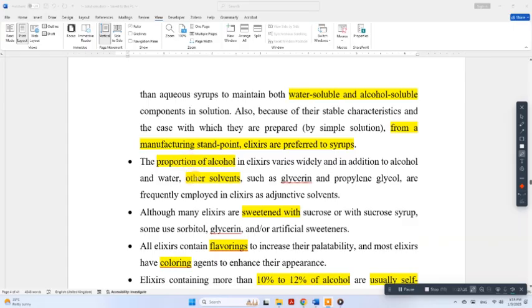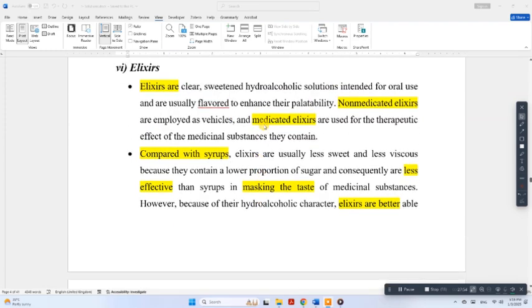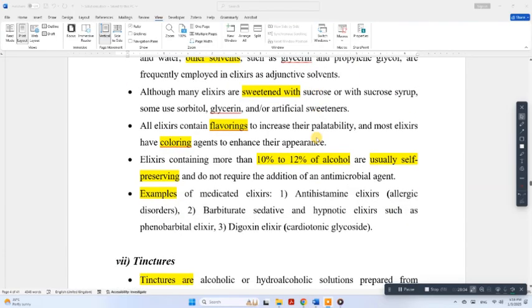Elixirs are classified into medicated and non-medicated elixirs. Medicated elixirs contain active ingredients, such as antihistamines, sedatives, or other drugs. Non-medicated elixirs are used as vehicles to prepare medicated elixirs. For example, suppose you have a drug that is not soluble in water but is soluble in alcohol. In that case, you can use a non-medicated elixir as a vehicle to dissolve the drug and prepare a medicated elixir. The alcohol content in elixirs can vary, but it is usually between 5% and 40%.